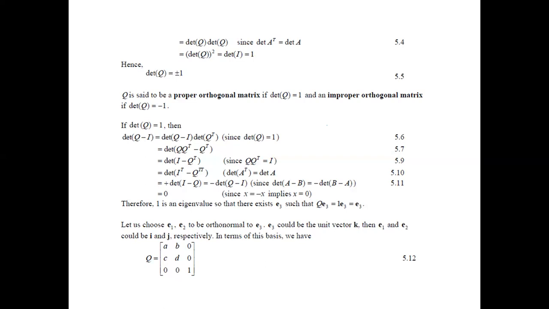Therefore, 1 is an eigenvalue, so that there exists E3 such that Q E3 equals 1 E3, which is E3. Because once you say determinant of Q minus I equals 0, you take your mind back to eigenvalue equations. It means that the determinant of Q minus lambda I equals 0, when lambda in this case must be 1. That's why we are saying that lambda is the eigenvalue. So 1 is the eigenvalue in this case, and it is such that Q E3 equals 1 E3, which is E3.